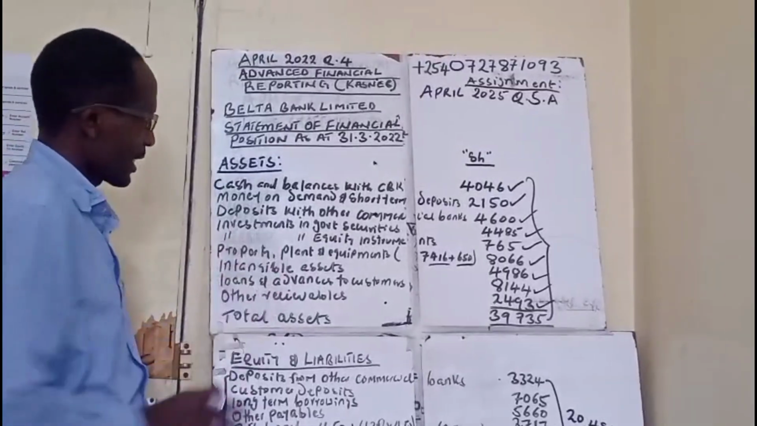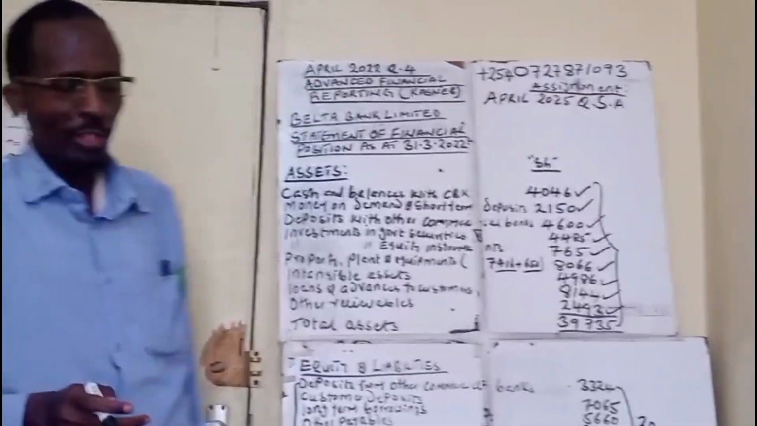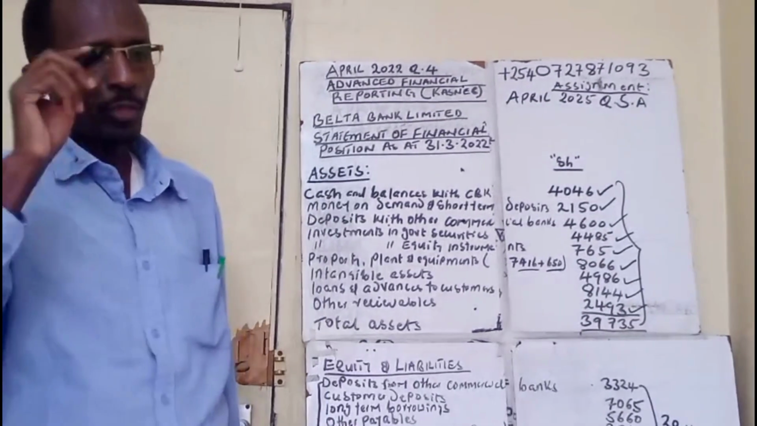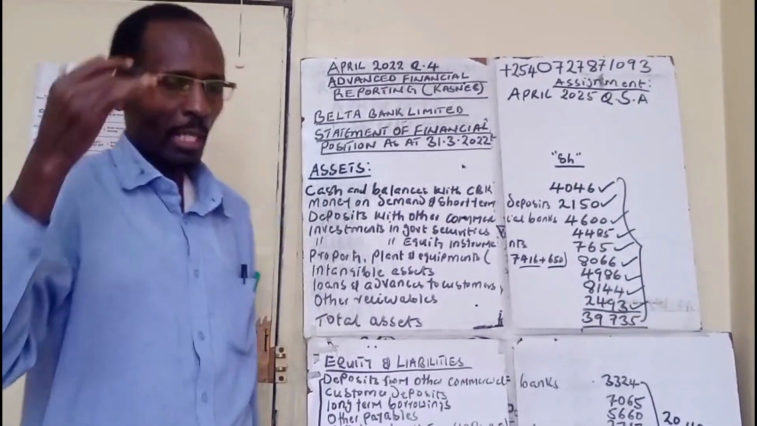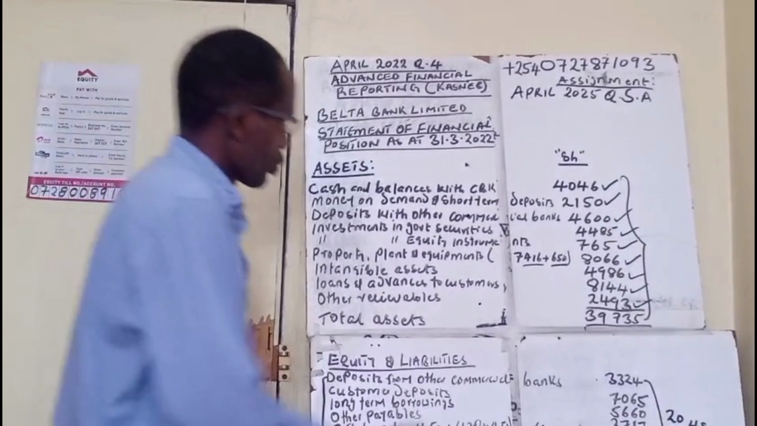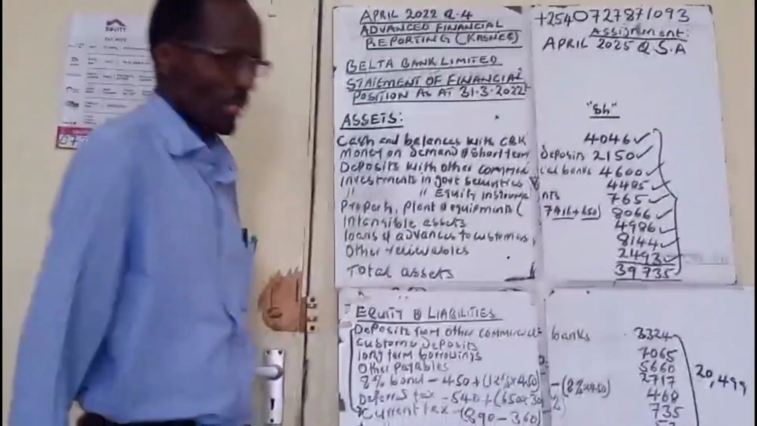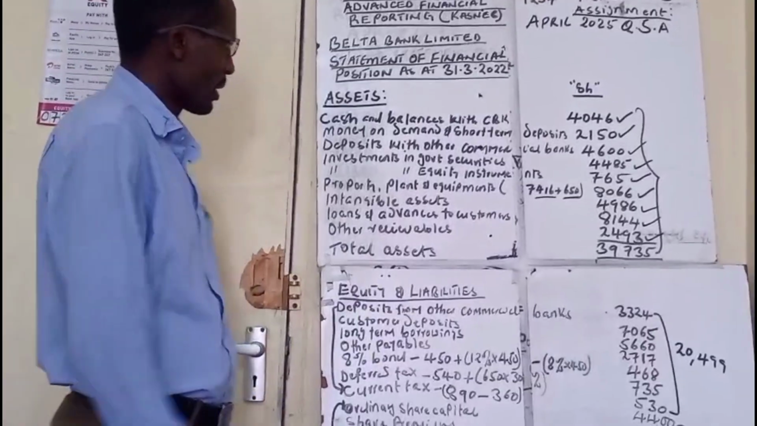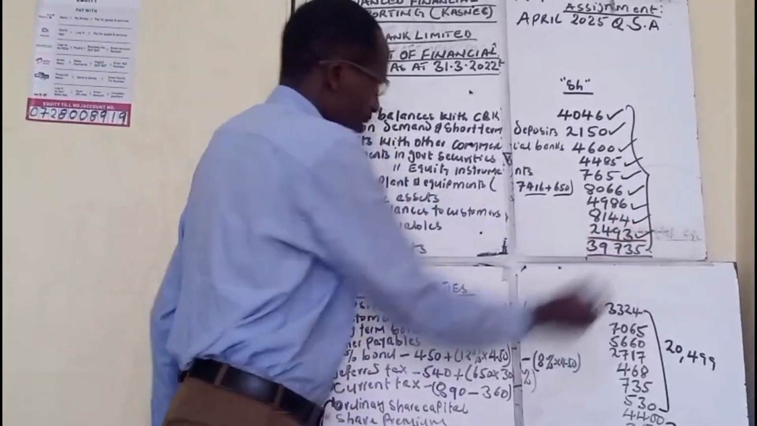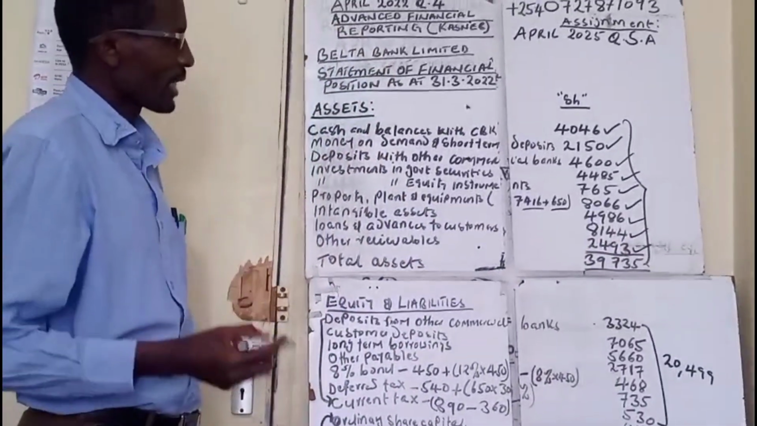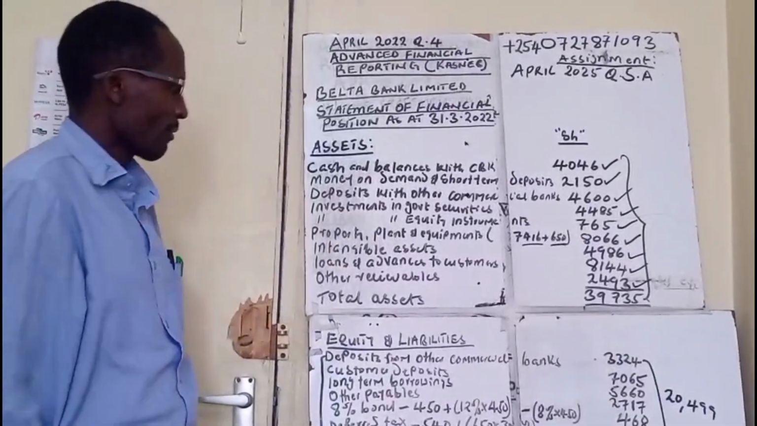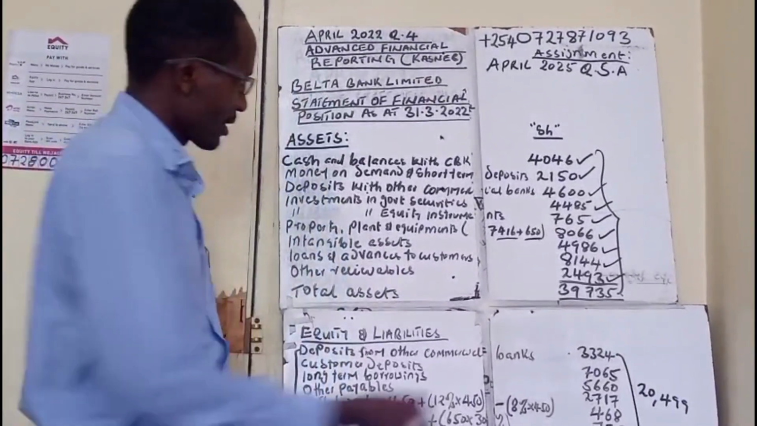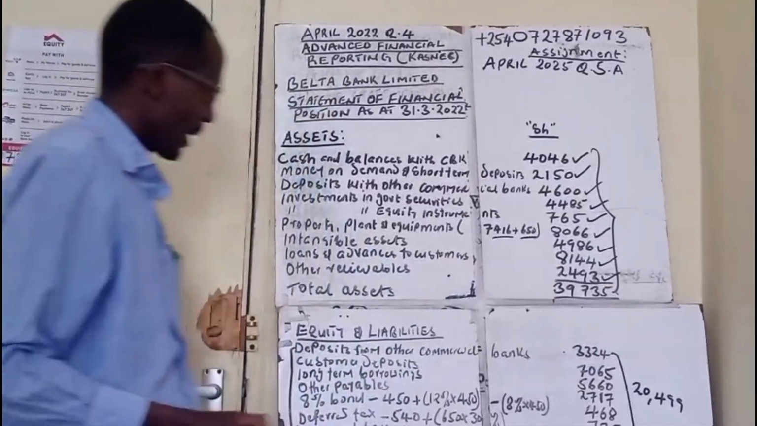Now we go to the other side. Remember, the basic accounting equation requires that total assets equals total liabilities and equity. So we need the other side of our statement of financial position, that is equity and liabilities, because here our total assets is 39,735. The other figures comprising equity and liabilities must give us this particular figure.